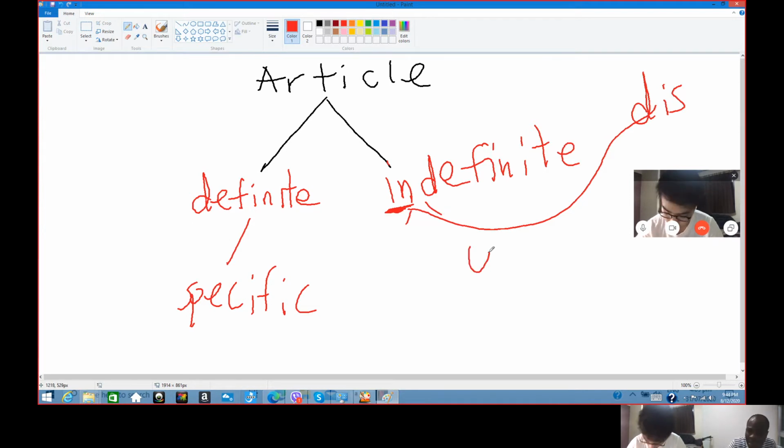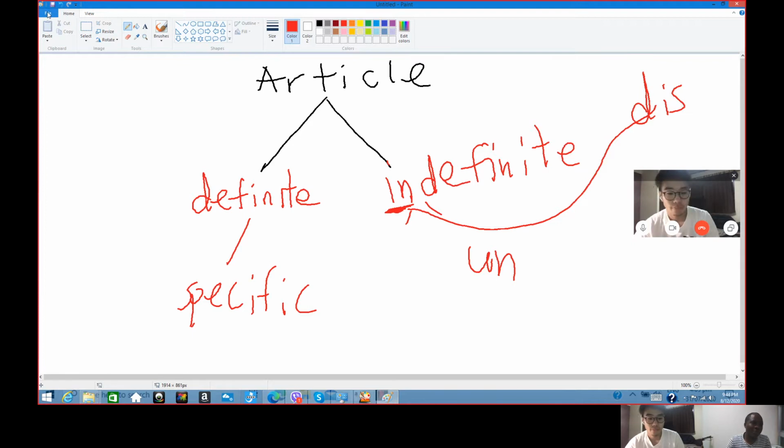And un also makes a word negative. Are you happy? No, I'm unhappy. So these three, in, dis and un, make a word negative or opposite. So these are the types of article we're going to look at. We have definite article and indefinite article. Is that okay?